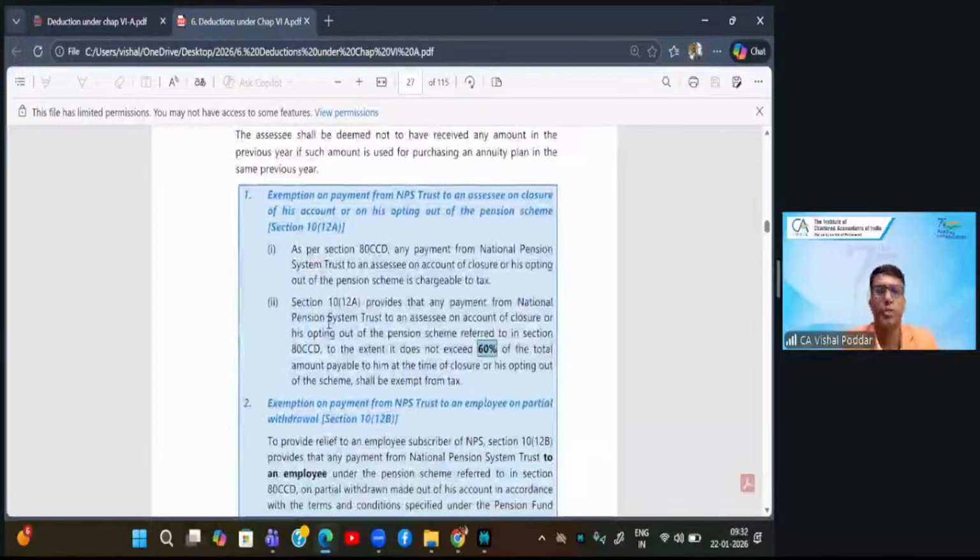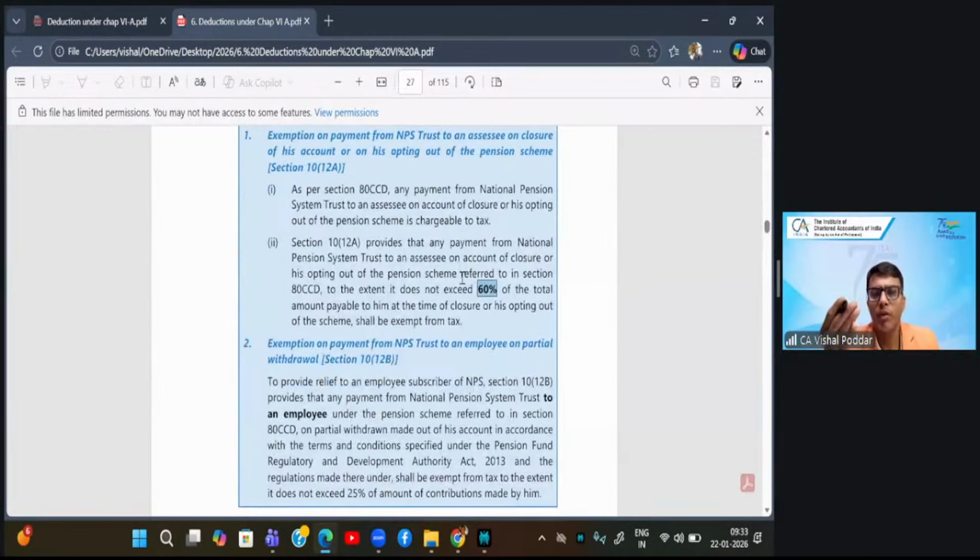Now comes the second exemption. Exemption from NPS to an assessee on closure of his account or opting out. So again, in case of A and B above. Now, if it is on death, it is fully exempt. But if it is not on death, what does Section 10(12A) say? As per that, the payment from the National Pension Scheme Trust to the assessee on account of closure is firstly taxable, as we saw above, but there is an exemption. What is that exemption? Whatever you are withdrawing at the time of closure will be exempt up to 60%. In short, 40% will be taxable, 60% will be exempt.